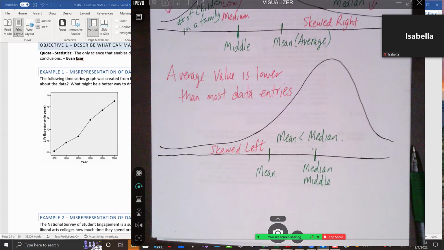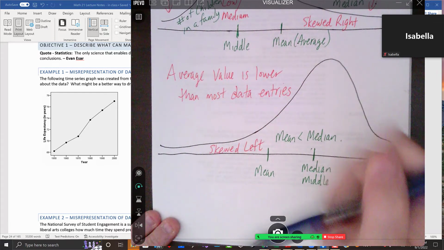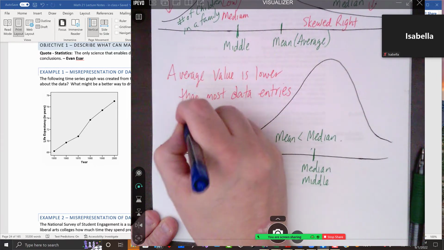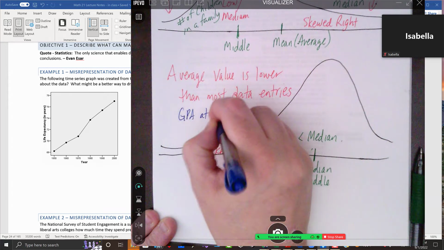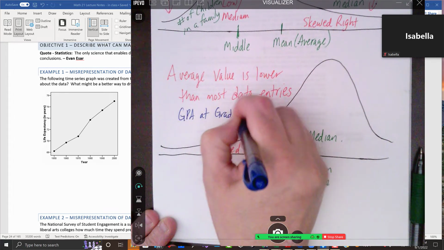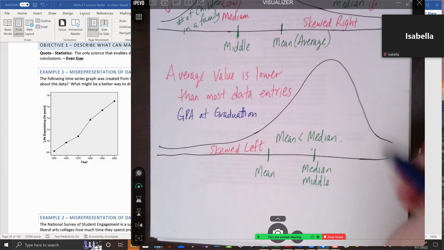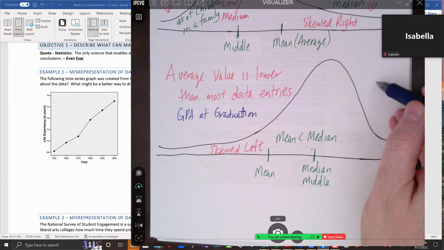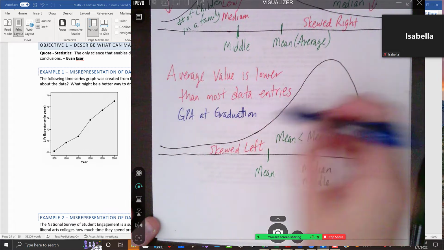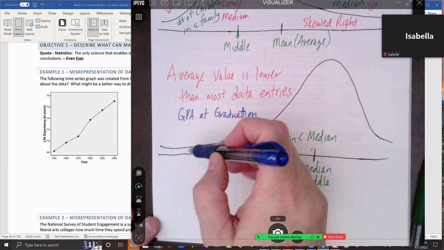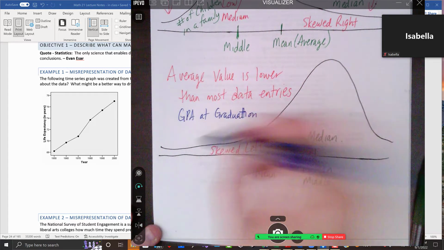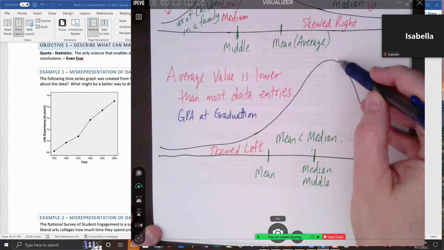So what kind of things happen in this category? GPA at graduation is something that is in this category. At graduation, most people that graduate have above like a 2.5. There are very, very few that are in the 2.0s or even lower, like 1.8. And I'm going to say most people that graduate are probably above a 3.